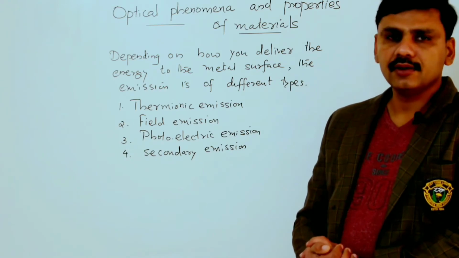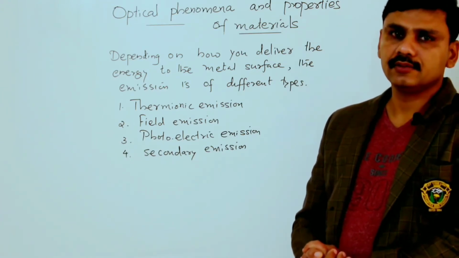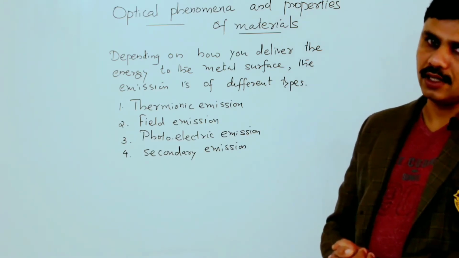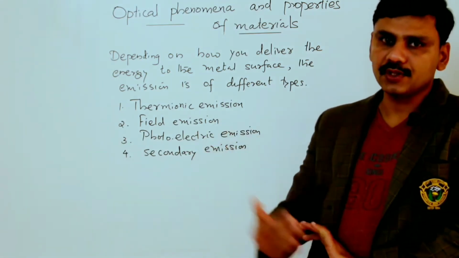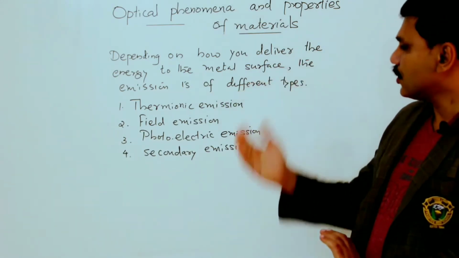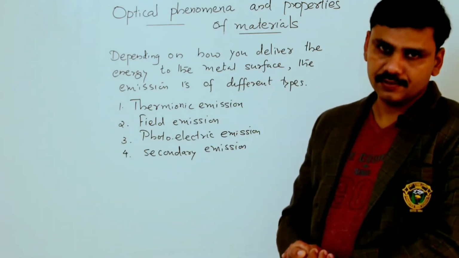In field emission, we are giving electric field. We are giving enough electric field to remove the delocalized electrons. And we can produce electric current by using these electrons. And this method is known as field emission.